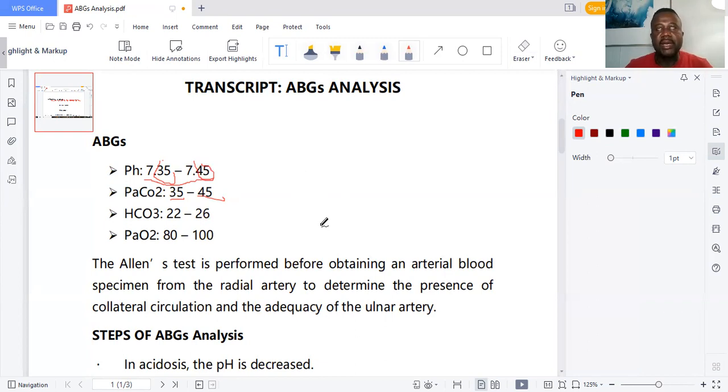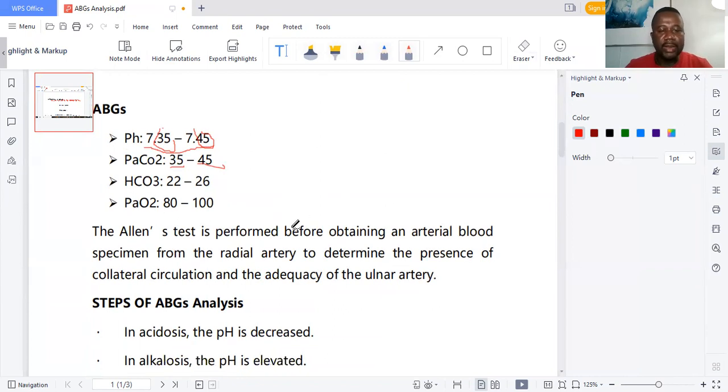Then for the bicarbonate, I usually give this short form on how to memorize it. You can say 2 plus 2 plus 2 is equal to 6, which stands for 2226. Okay, you can also say 2226, meaning it ranges from 22 to 26, okay?